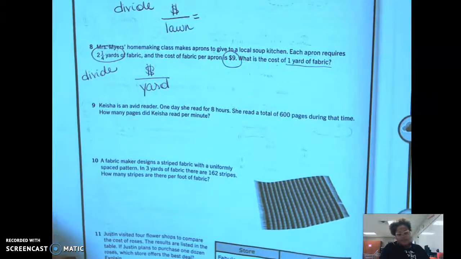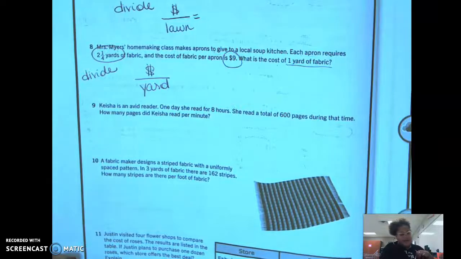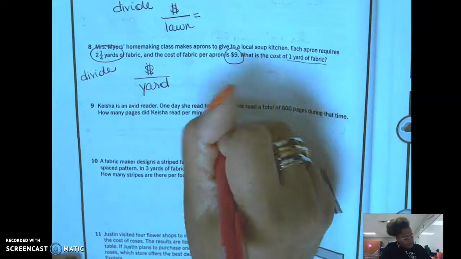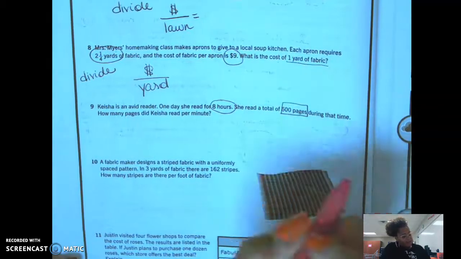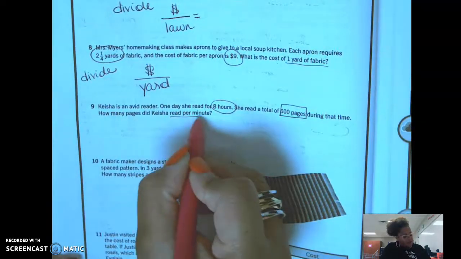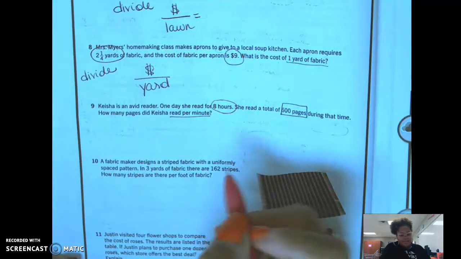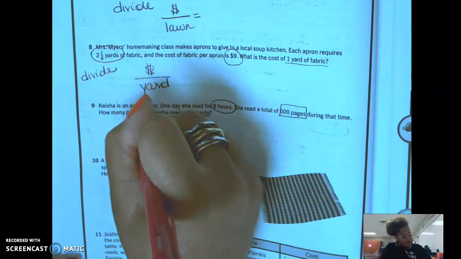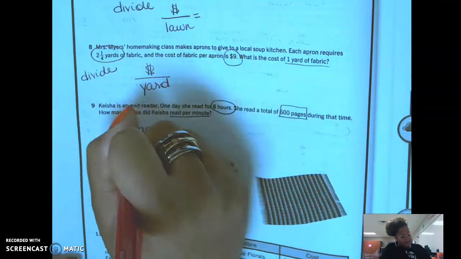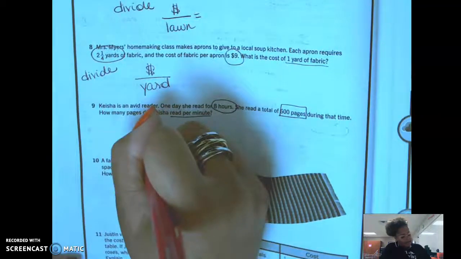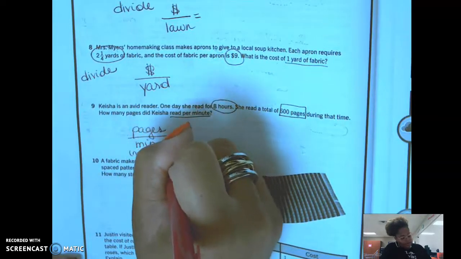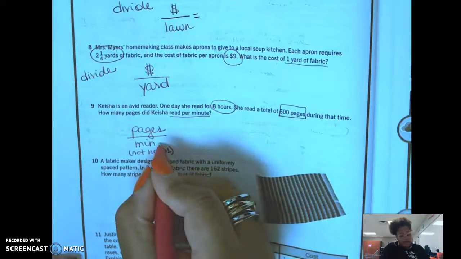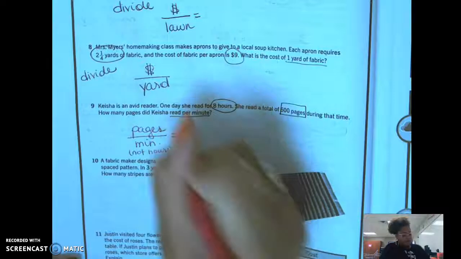Keisha is an avid reader. One day she read for 8 hours. She read a total of 600 pages during that time. How many pages did Keisha read per minute? Pages per minute. This is not hours. Do not put in 8 here. It's going to be wrong.